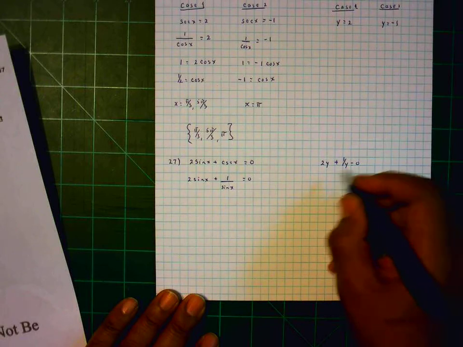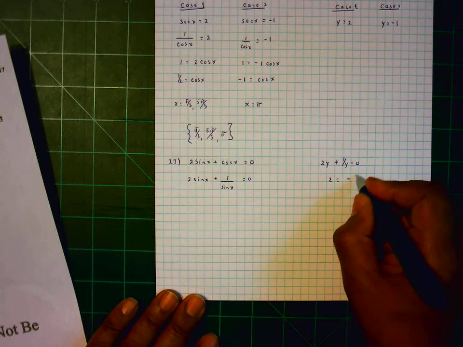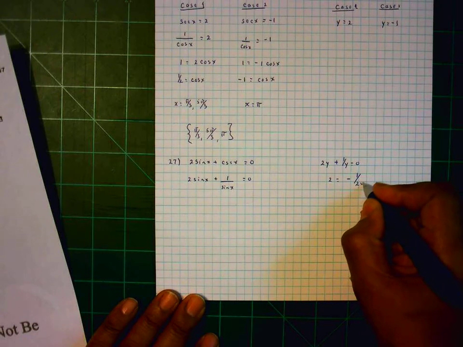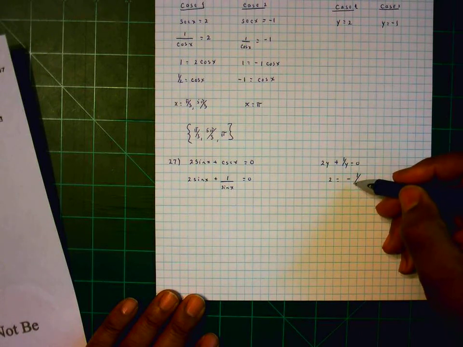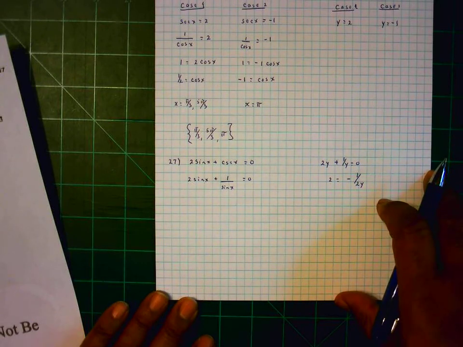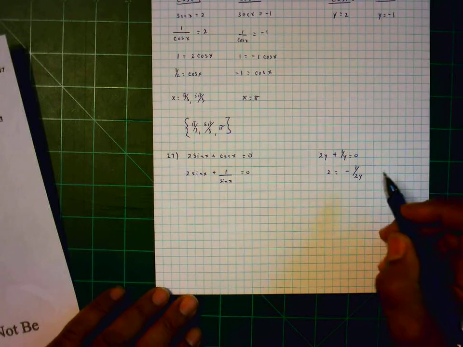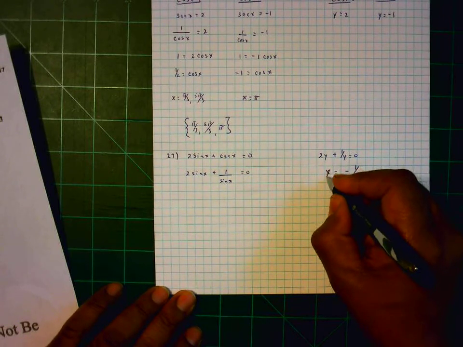Now if we solve this for y, we would get y equals negative 1 over 2y. Now I skipped some steps in here, but these are algebra skills. You should be able to work through that on your own. If you have trouble, talk to me about it. Now, there should be a y here, not a 2.